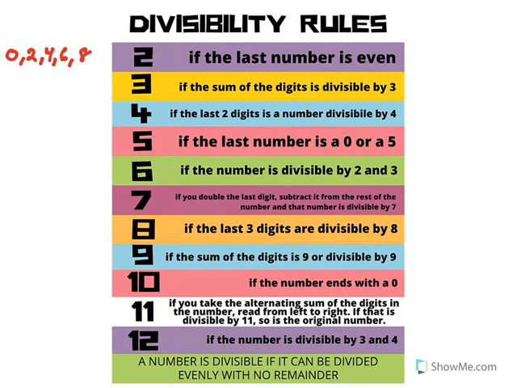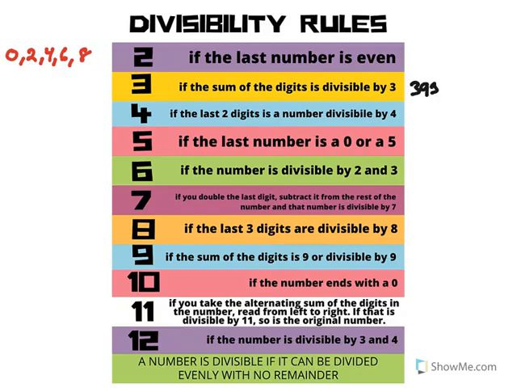Okay, if a number is divisible by 3, then the sum of the digits is divisible by 3. So for example, let's say you had 393, and you want to know if that's divisible by 3. Well, if you add 3 and 9, that's 12, and then 12 plus 3 is 15.